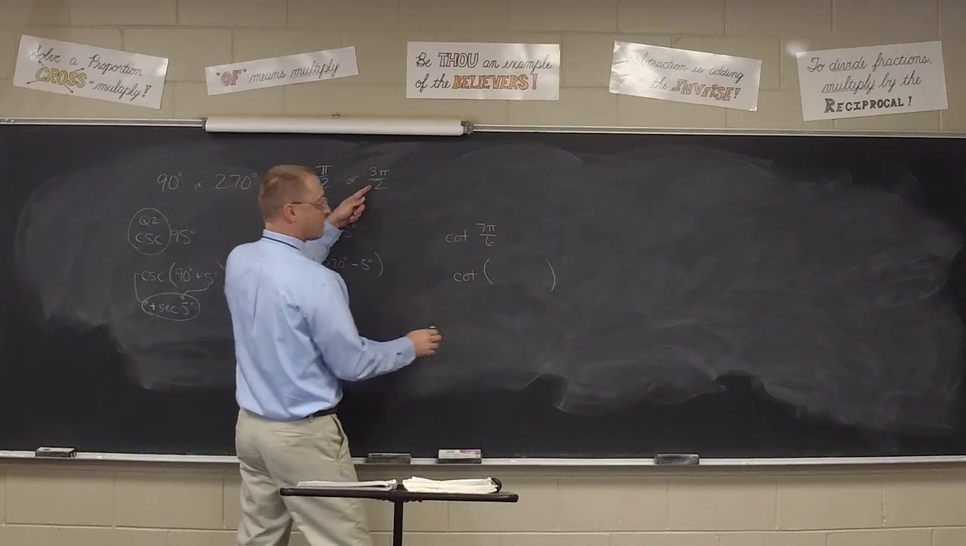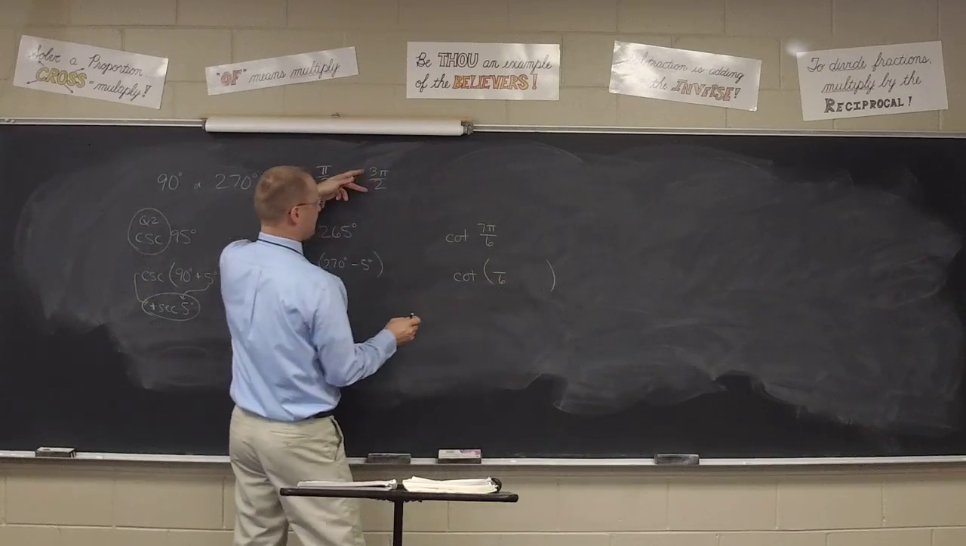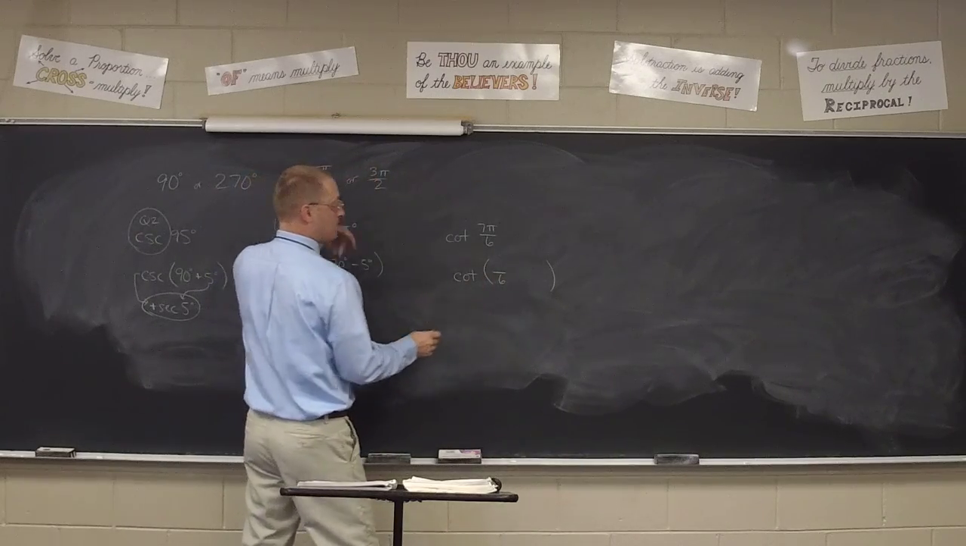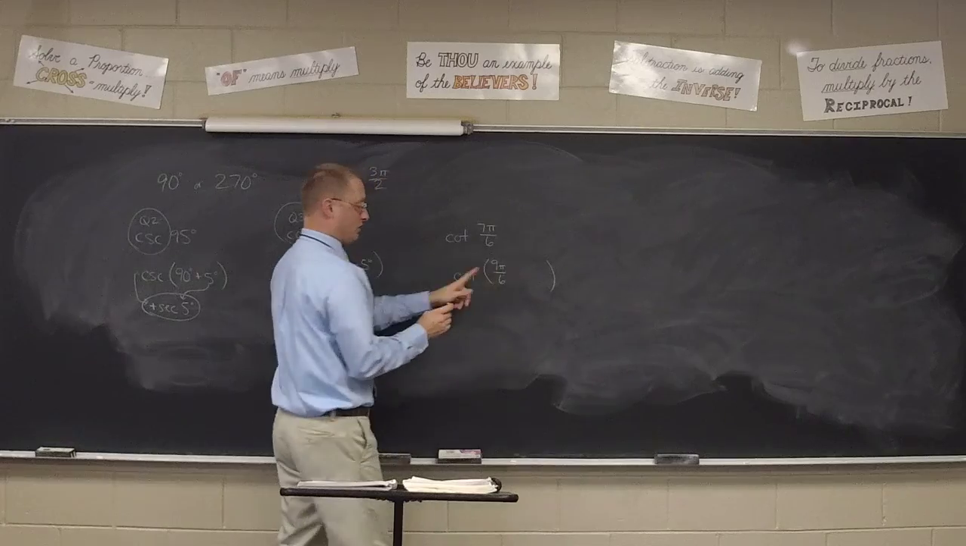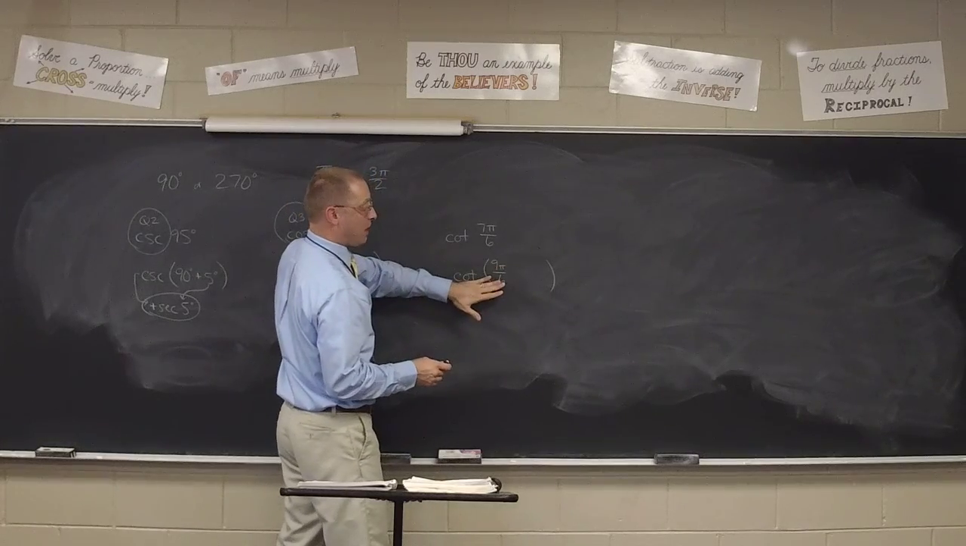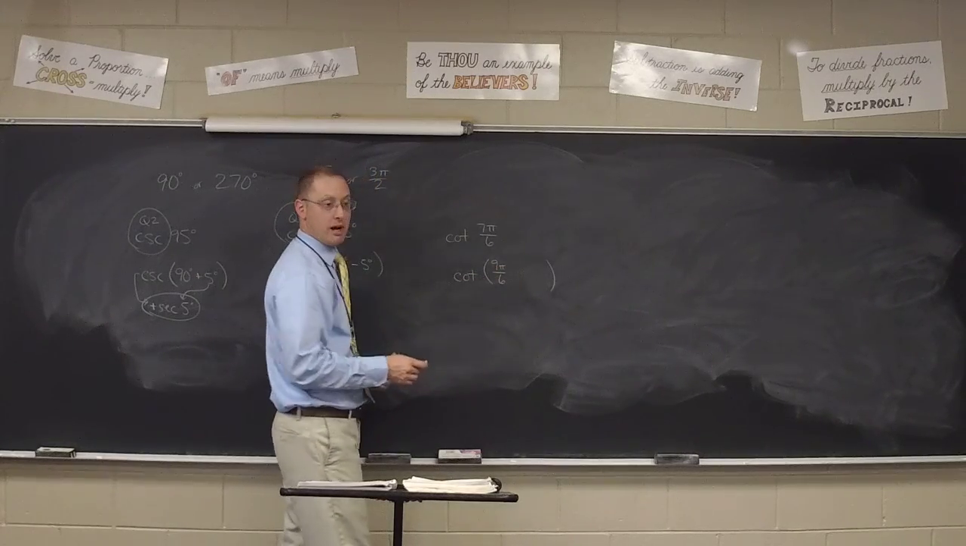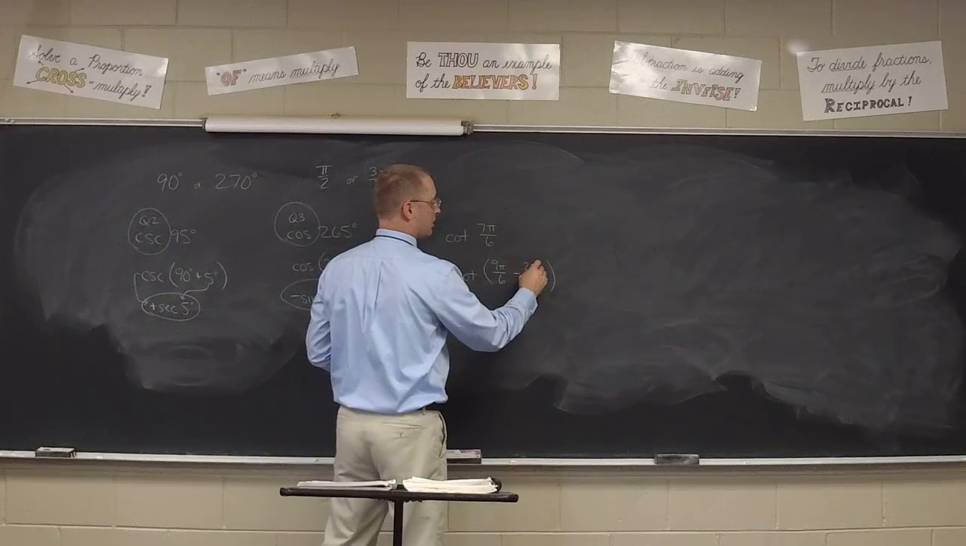Let's change this to have a denominator of 6. Multiply top and bottom by 3, so this becomes 9 pi over 6. How do I go from a 9 pi over 6 starting angle to 7 pi over 6? Minus 2 pi over 6.